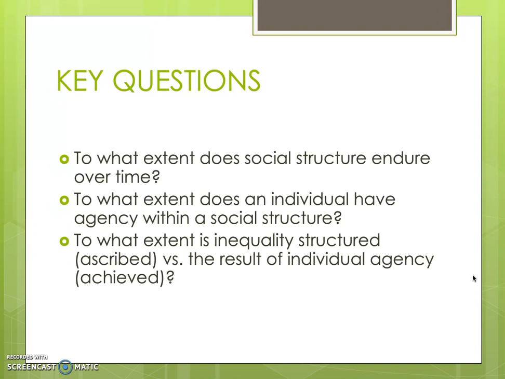And then finally, a key question for the discussion we're going to be having now about social inequality is, to what extent is inequality structured, which we could say is ascribed, versus the result of individual agency, what is achieved? And then we could also follow that up by asking, to what extent do solutions to social inequality have to address what is structured versus what is the result of individual agency? And these questions will come up in a big way in the Holmes book that you'll be reading, or that hopefully you've already started reading.